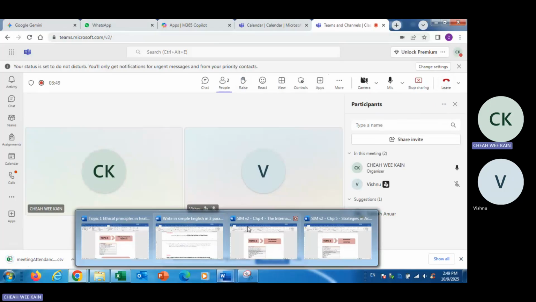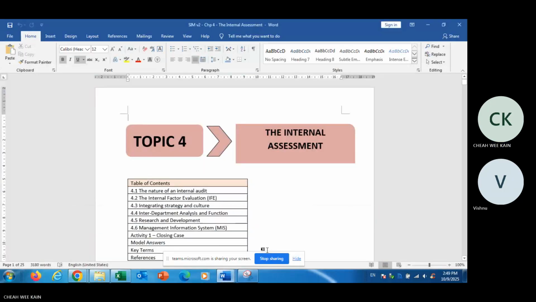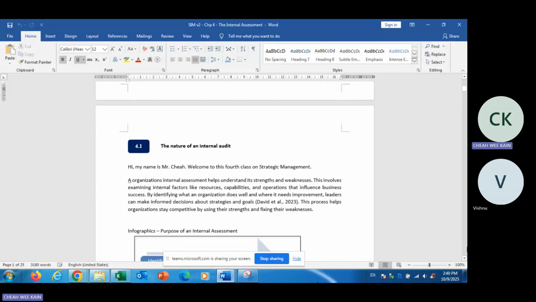So today we're going to do a few chapters, right? Last lesson we finished topic 3. So now we're going to do topic 4, which talks about the internal assessment. So these are the 6 items. Okay, so we do the first one.